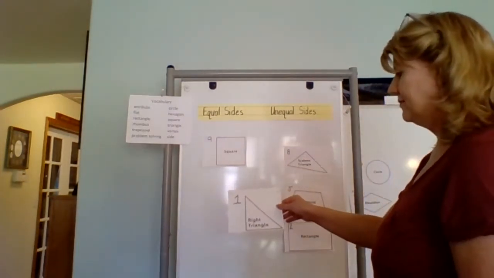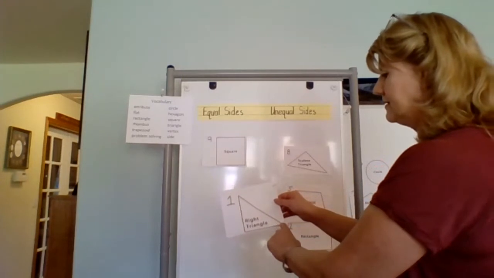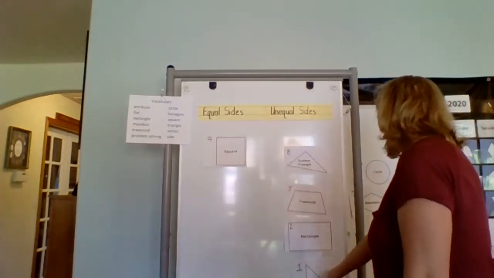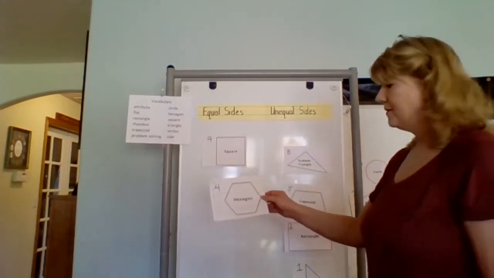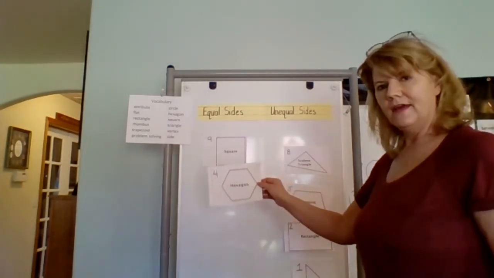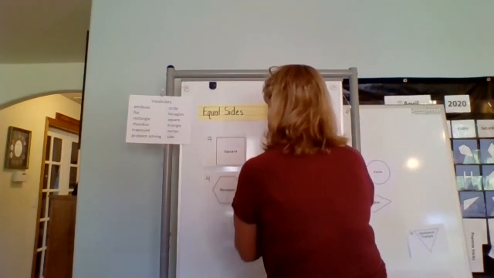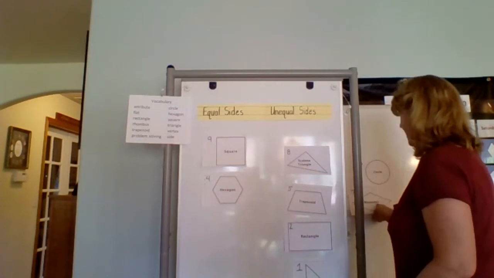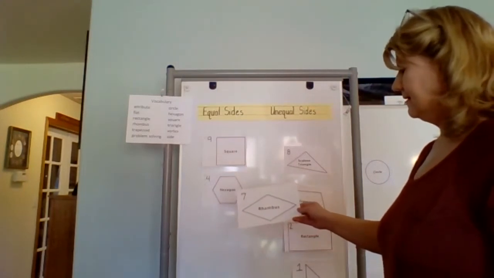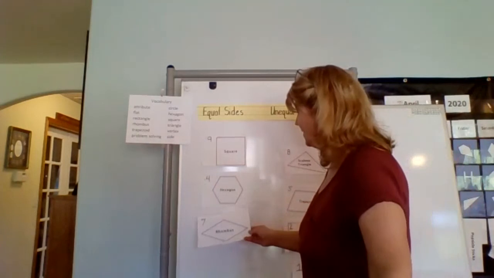The right triangle. Does it have equal sides or unequal sides? Well, it has 2 equal sides and 1 unequal side. So it's going to go on the unequal side. How about the hexagon? Are all the sides the same length on the hexagon? Yes, they are. So we will put it on the equal side, and then we have the rhombus. In our last lesson, we measured the rhombus and the sides were all equal. So we know that it's equal.